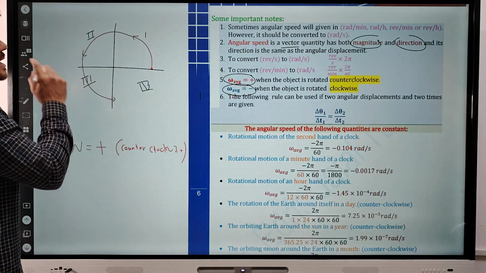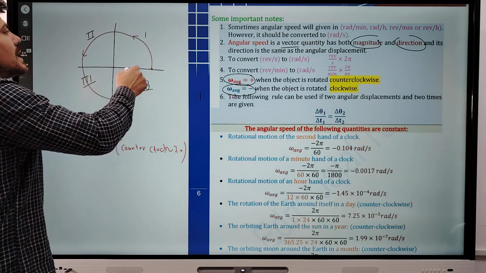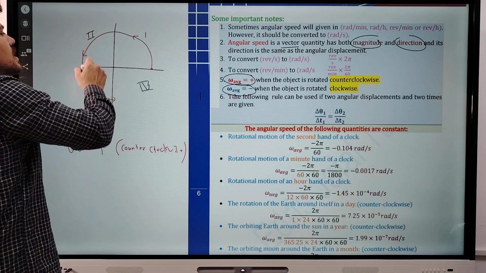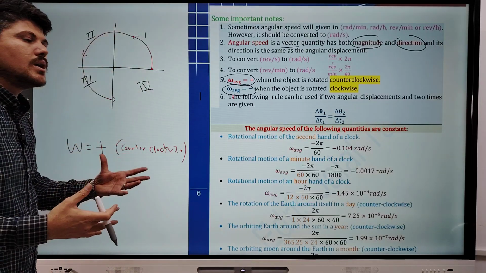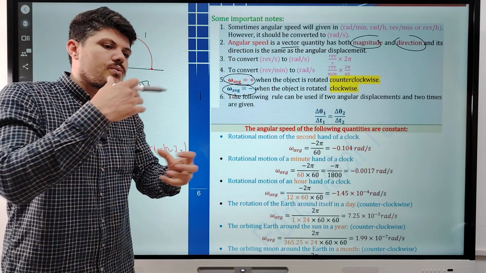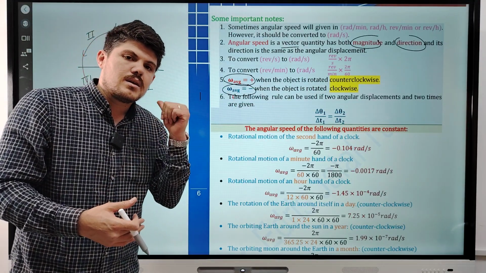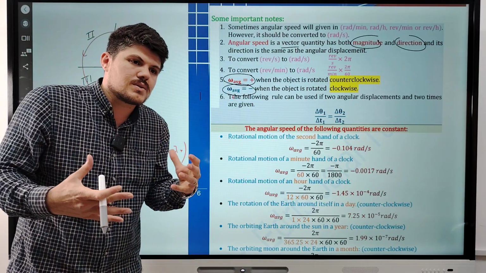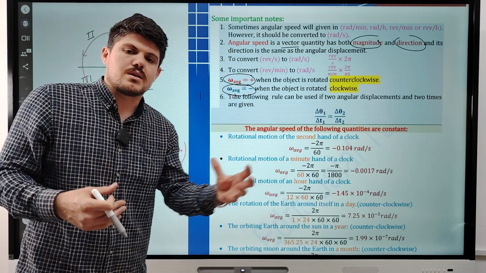So you can recognize like that. When the object is moving counterclockwise, what happened to the number of quarter? It increases from 1 to 2 to 3 to 4. The increasing of the number of quarter means that it is positive. Okay, the positive sign means increasing things.